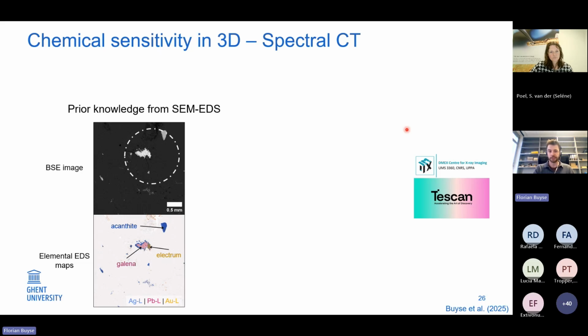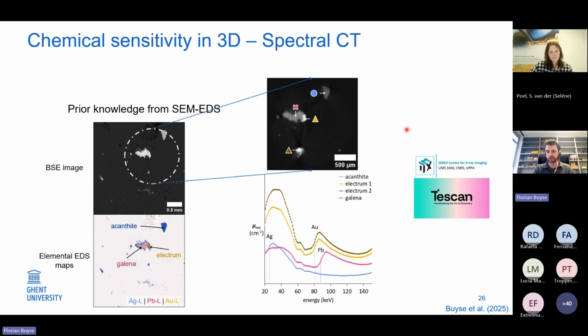Another example is to test this really with prior knowledge from SEM-EDS. So I looked into minerals that contain both gold, silver, and lead. And again, you can see that you can differentiate gold from lead, but also the presence of silver, which is really at the lower limit of what is possible with this technique, can be seen with this technique and is found to be useful to directly identify not only your minerals, but also your elemental or chemical composition.